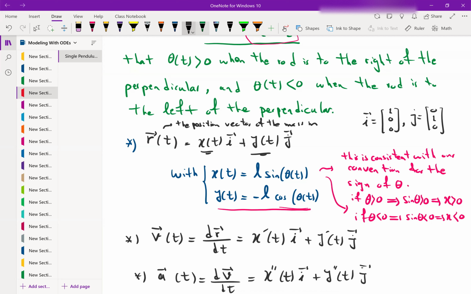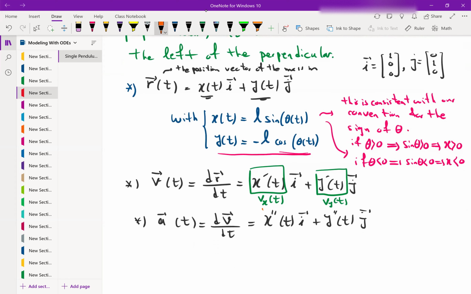Now, if you like, you can call the first component of v, vx, the x component of the velocity. You can call this vy, the y component of the velocity. The first component of the acceleration, you can call it ax of t. The second component of acceleration, you can call it ay of t. All right. So far so good. I introduced the symbols that I'm using for the position vector of the mass m, the velocity vector of the mass m, and the acceleration vector of the mass m.